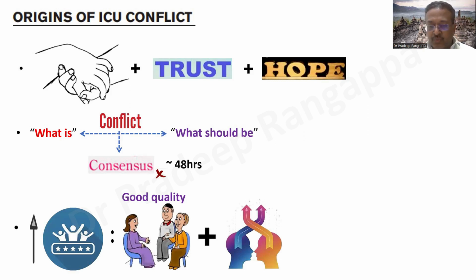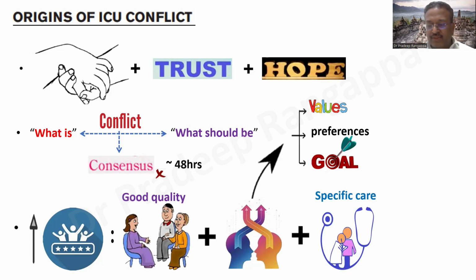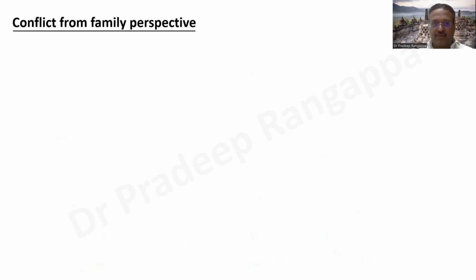So good quality communication with shared decision making, where whatever decision is being made has to be in concurrence and in consensus with the patient, with the family, and with all the team members involved in the care of the patient, keeping the values of the patient, preferences of the patient, and the goals that we have set for the patient. Although there are a lot of things that I'm telling, if you just remember these three pillars, it is a very important recipe for how we can minimize the conflict. And obviously, specific care for the clinical conditions in a committed, compassionate, empathetic way is a key aspect which can minimize the conflict. So good quality communication, shared decision making, keeping the values, preferences, and goals, and compassionate, empathetic care addressing the specific clinical needs is what can minimize the conflicts.